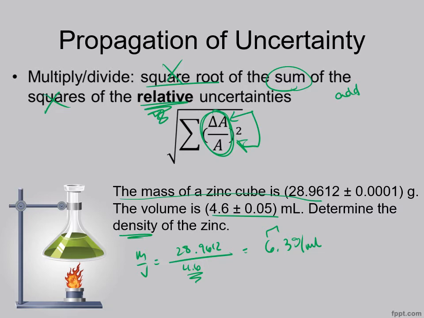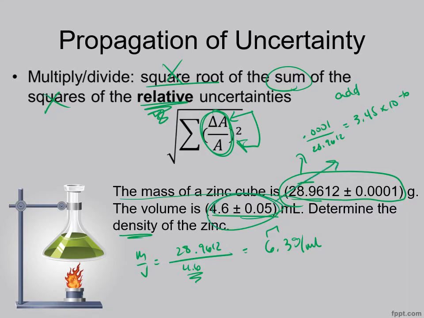Our uncertainty, what we're going to do is figure out what are the relative uncertainties of each piece of data. So I have to find relative uncertainty of this guy, which will be that absolute uncertainty 0.0001 divided by my measurement 28.9612. Do that division and we get 3.45 times 10 to the minus 6. We're going to do the same thing for this piece of data, 4.6 and 0.05. Take that absolute uncertainty, 0.05, divided by the measurement, 4.6, and we're going to get 0.0109.